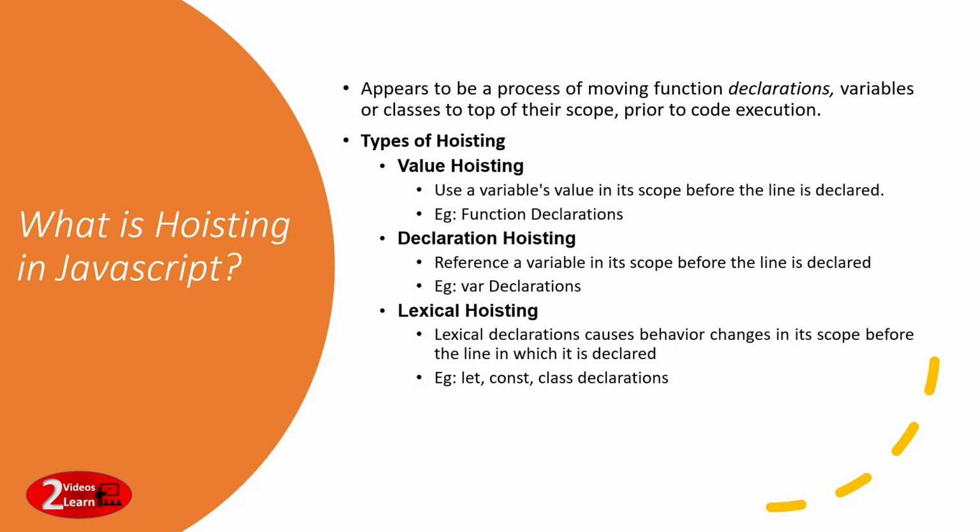And then we have lexical hoisting, where lexical declarations cause behavioral changes in their scope before the line in which they are declared. Examples would be let, const, and class declarations.